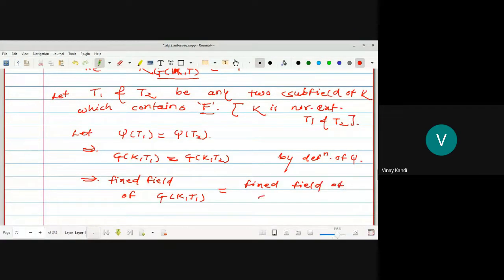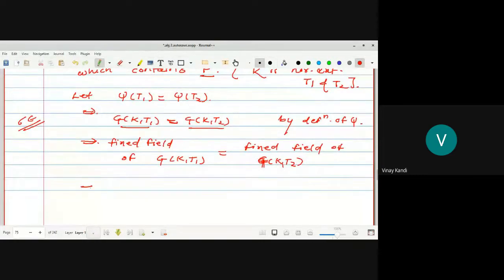The fixed field of G(K,T2). If both of these sets are equal, their order will also be the same. This sigma belongs to G(K,T1), that sigma also belongs to what, G(K,T2). That implies the fixed field of G(K,T1) is equal to the fixed field of G(K,T2). Now, by the above step, what is the fixed field of G(K,T1)? K to the suffix T1.